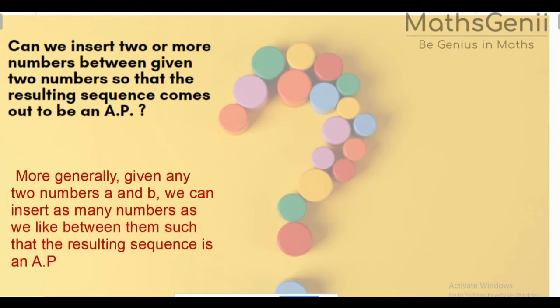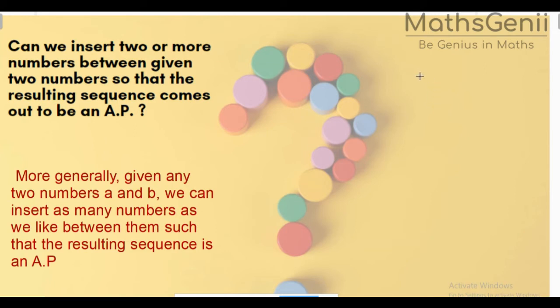If you've been given two numbers, can you insert as many numbers as possible as arithmetic mean to convert it into AP? The answer is yes, of course you can. I'll just give you one more example.